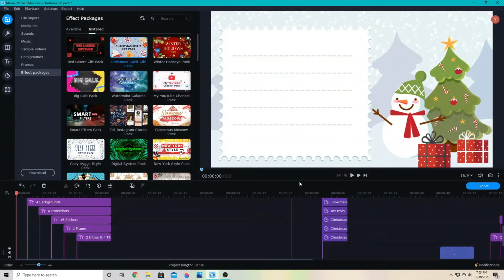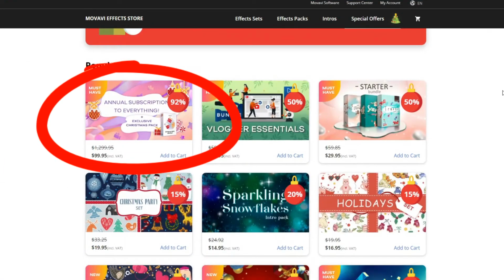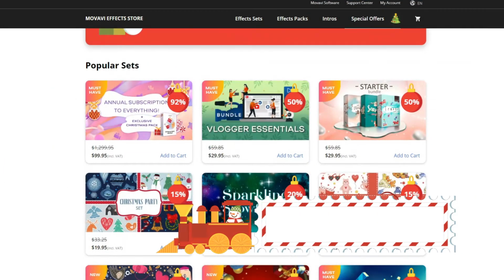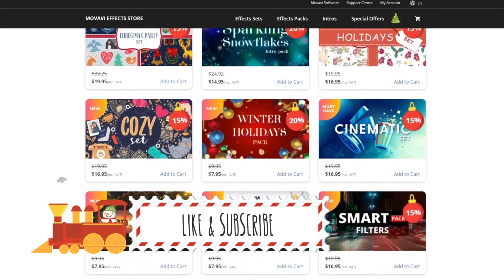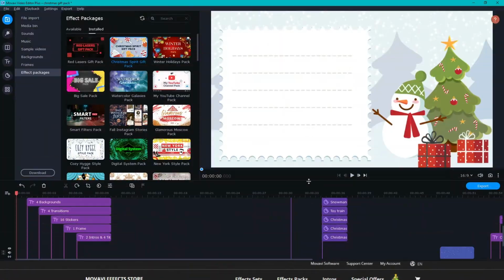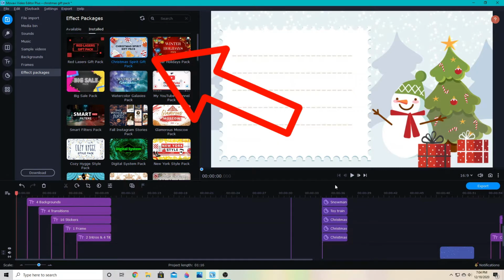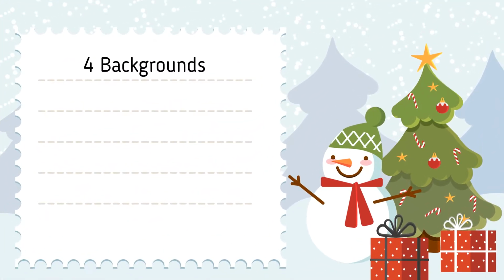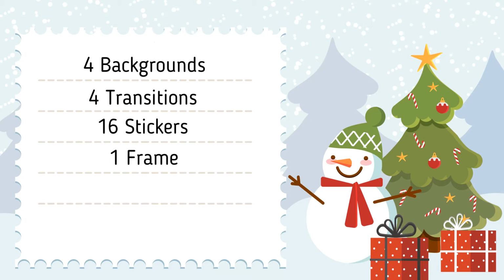I think this pack comes with the Unlimited Effects Pack subscription. I haven't seen it on the Movavi Effects store, but I logged in the other day and it was here. So this one comes with 4 backgrounds, 4 transitions, 16 stickers, 1 frame, 2 intros, and 4 titles.